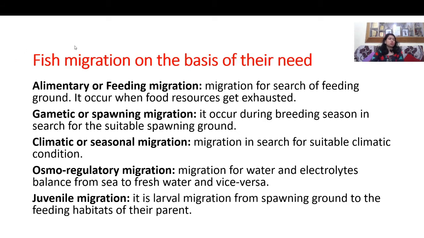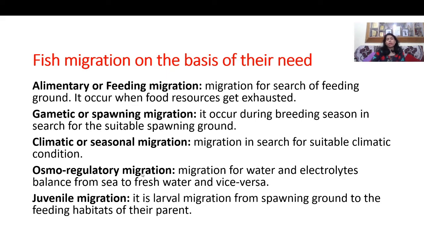Fishes are moving according to their needs. The animals migrate for feeding purposes in search of feeding grounds, and it occurs when the food resources get exhausted. Gamete or spawning migration occurs during breeding season in search of suitable spawning grounds. Climatic or seasonal migration occurs when suitable climatic conditions are wanting, or there are some extreme climatic conditions.